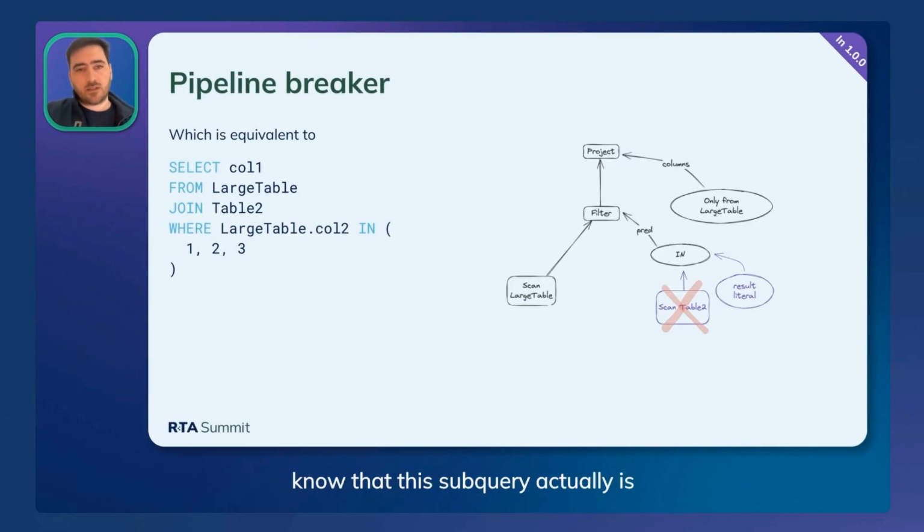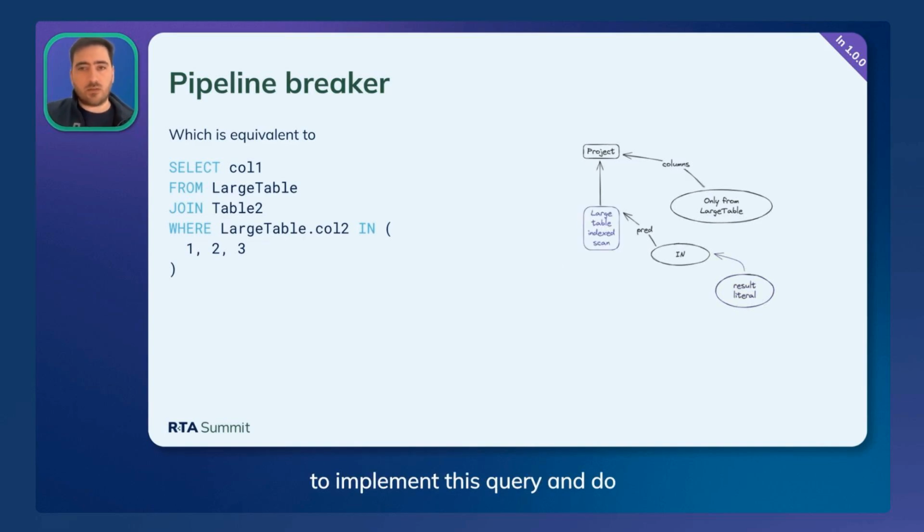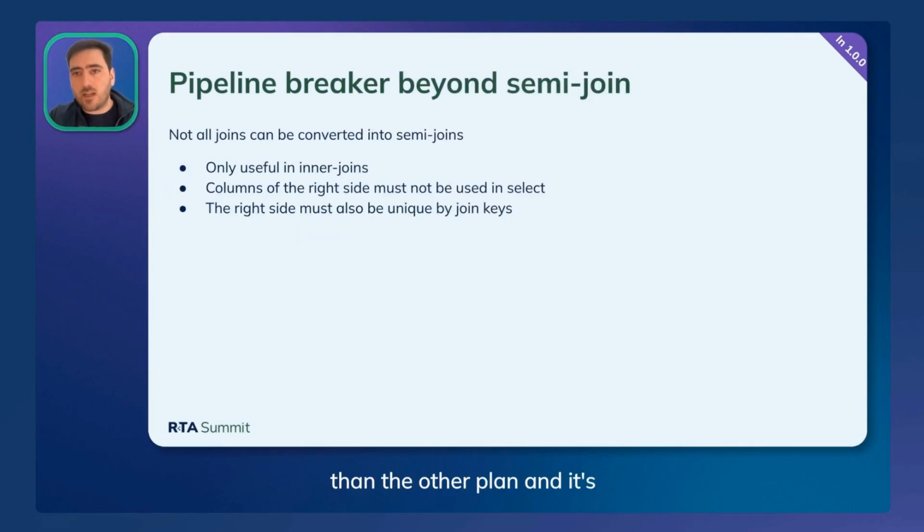And given that we know that this subquery actually is evaluated to 1, 2, and 3, let's substitute that. And then we have this query. In this query, we don't have any join. We don't have any subquery. This is a query that you could run in a single-stage query engine. And in fact, if there is an index, for example, in the large table in column 2, we can use that index to implement this query and do something like this, where we are not reading all the rows from the table, but the thing we do instead is to use the index to only read the rows that actually fulfill the condition. This is orders of magnitude more efficient than the other plan, and it's equivalent.